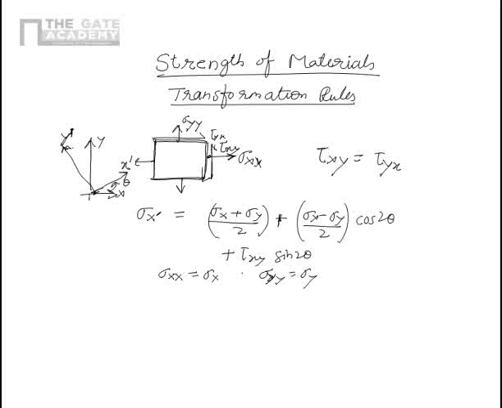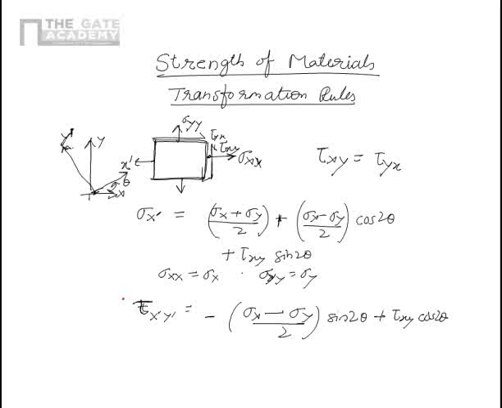Similarly, for the shear stress, we have another transformation rule. Tau x dash y dash will be equal to minus of sigma x minus sigma y by 2 sin 2 theta plus tau xy cos 2 theta. This is the transformation rule for the shear stress.